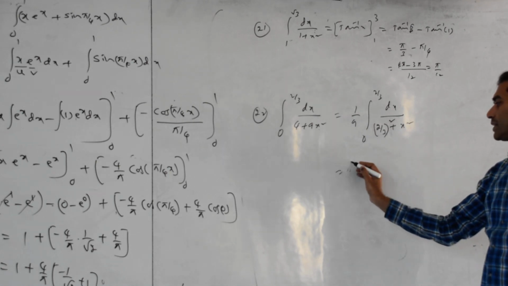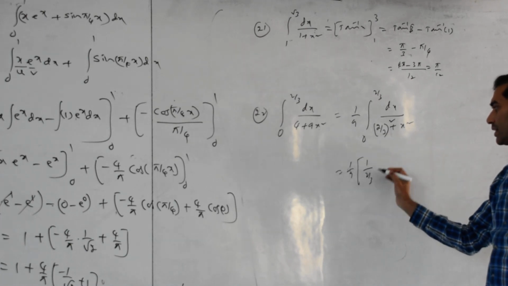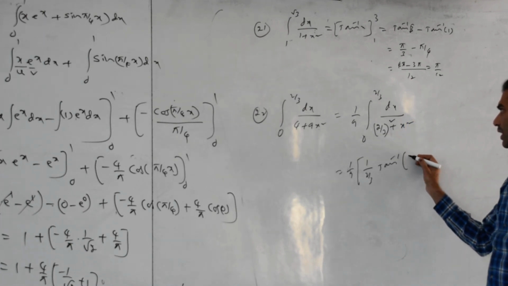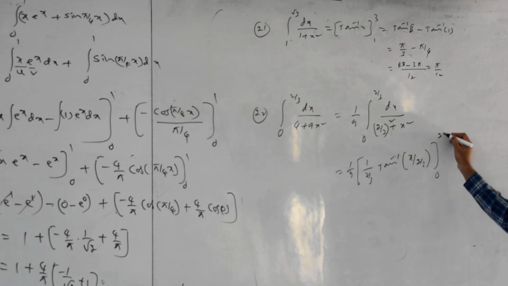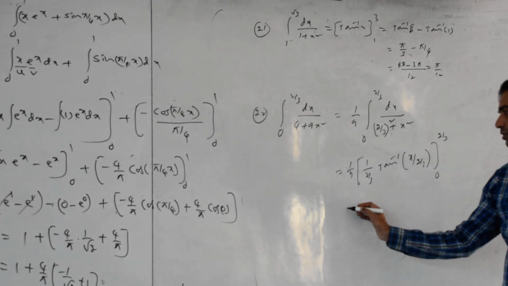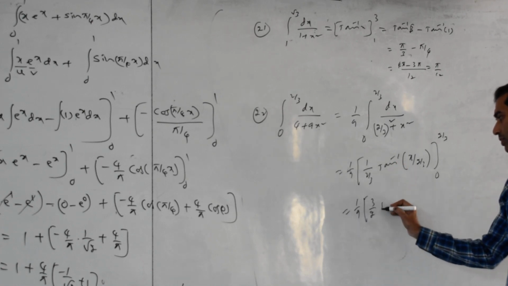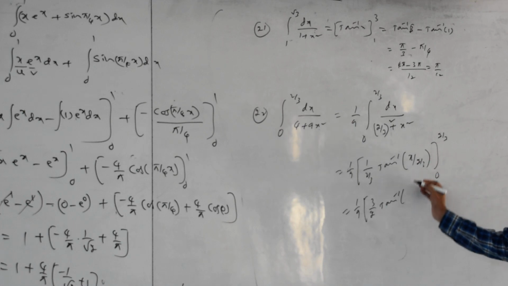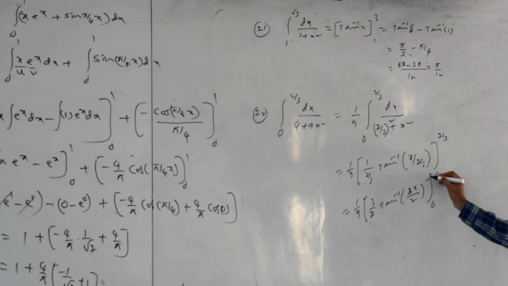So by the x square plus a square formula, 1 by a is 3 by 2, tan inverse of x by 2 by 3. Limits 0 to 2 by 3. So 1 by 9, it comes to 3 by 2 tan inverse of 3x by 2, limits 0 to 2 by 3.